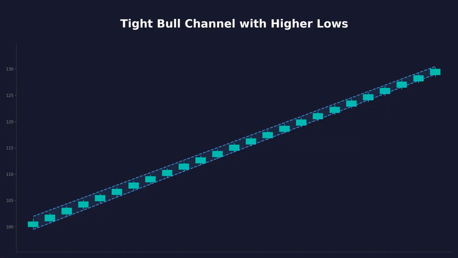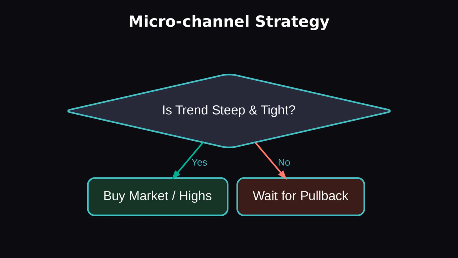Let's distinguish between strong trends and weak trends. This dictates your strategy. In a strong trend, often called a microchannel, price bars have almost no overlap and very small pullbacks. In a microchannel, you cannot wait for a limit order entry below a bar. You must buy at the market or on a small breakout.